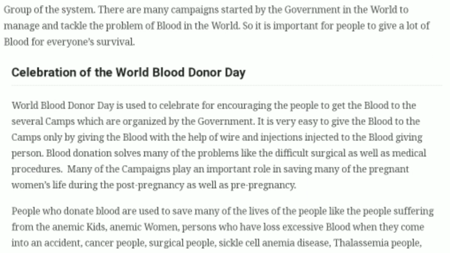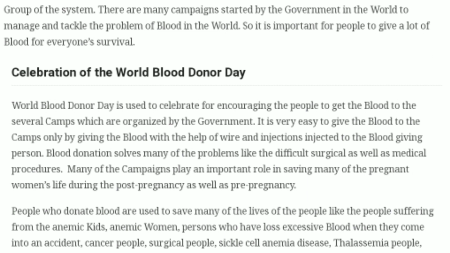Celebration of the World Blood Donor Day. World Blood Donor Day is celebrated to encourage people to give blood at the several camps organized by the government. It is very easy to give blood at the camps, with the help of a wire and an injection inserted into the person giving blood.